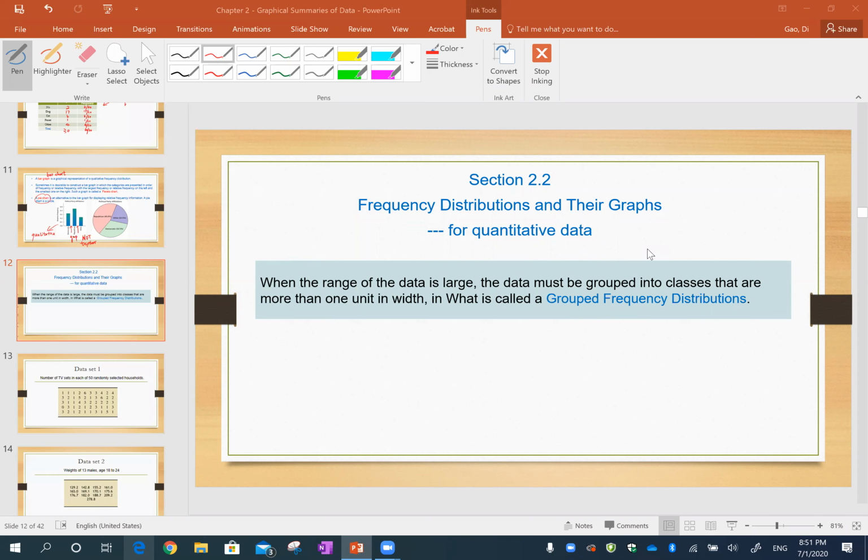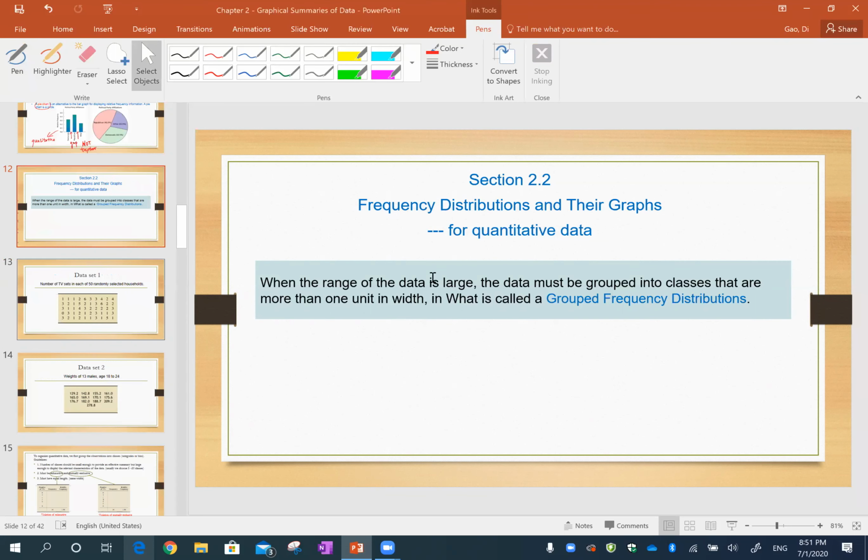So section 2.2 is about frequency distributions and their graphs. It's more for the quantitative data. For quantitative data, it's common that we see that the range of the data is large and the data must be grouped into classes that are more than 1 unit in width. So that is called a grouped frequency distribution. We're going to introduce two types of data set that we can work with.